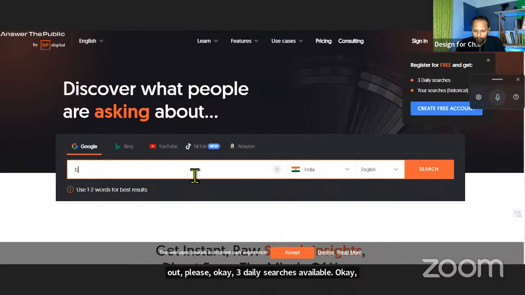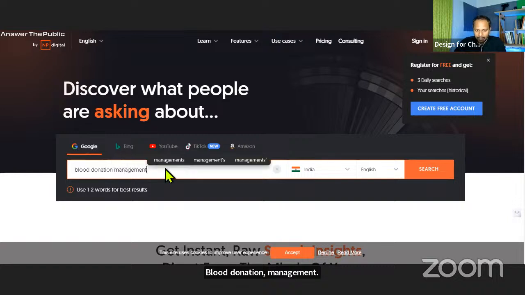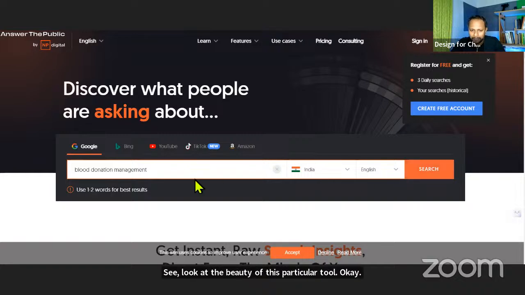So now, what do I take? I'll take blood donation management, okay? Blood donation. See, look at the beauty of this particular tool. I'm just putting in the keywords. It's better if you put 2 or 3 words. If you put a lot of sentences, it will not give you proper results. I'm just going to search in India only. The language is English. Look at what's happening.